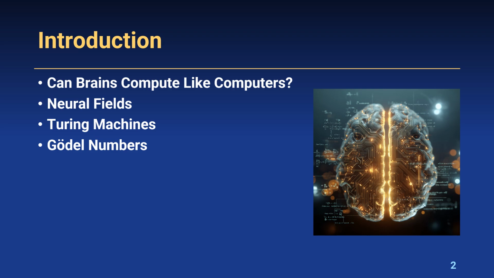So, let's get right to our core question. Can the fluid, wave-like activity of neural populations truly execute the precise, step-by-step logic of a computer? To answer this, we'll unpack some fundamental concepts. First, let's understand what we mean by neural fields.